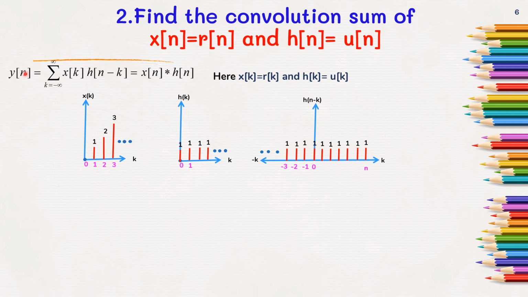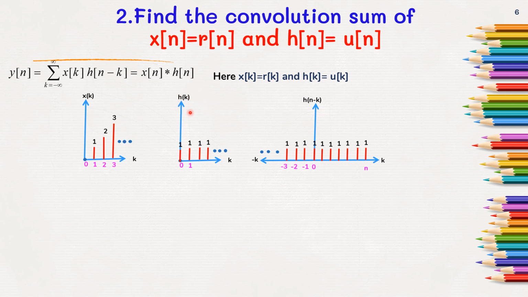Now see here, this is the formula for your convolution sum where x of k is equal to r of k and h of k is equal to u of k. Now what I do is, given h of k, I find out h of n minus k, right? And I told you how to find out h of n minus k.